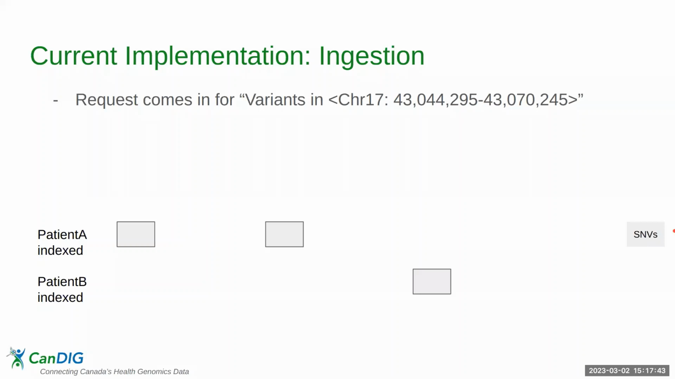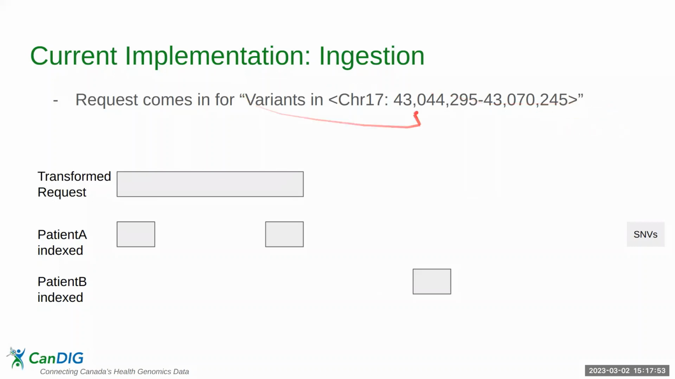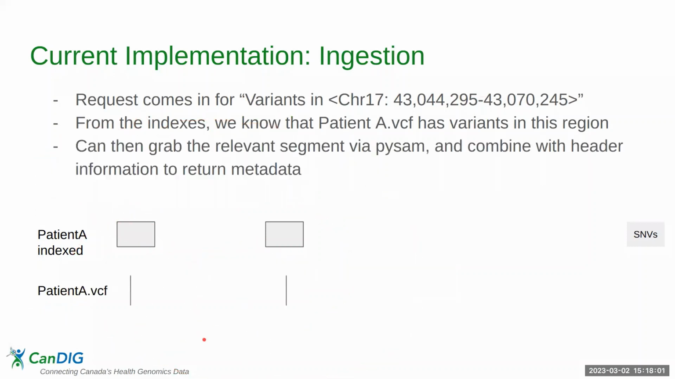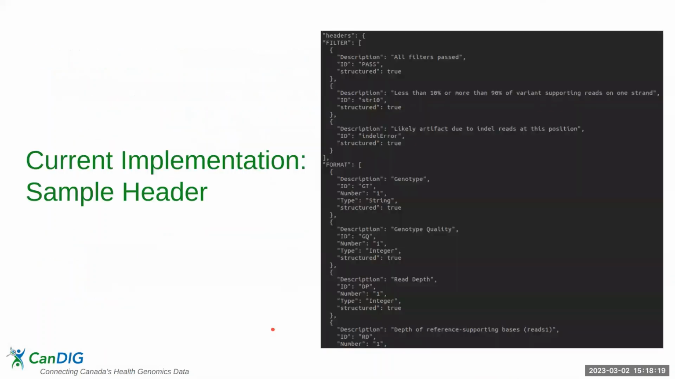So let's say a request comes in for variants in, I guess this was showing chromosome 17, at a specific 30 kilobase pair range. We transform this request into a certain region of the genome. From the indexes, we know that only patient A has variants in this region. So then we can use PySam to grab from the original VCF file any of the variants that it has discovered in this region, combine that with header information to return the metadata on the original sample, and voila.